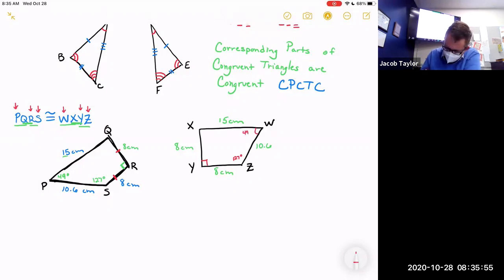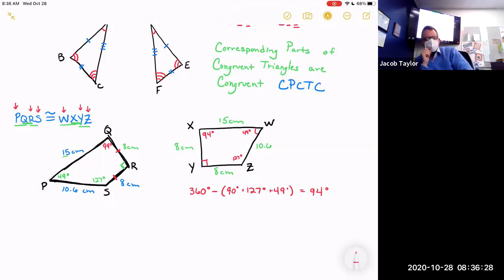How am I supposed to figure out that missing angle? A triangle has 180. A quadrilateral is 360. So I can do 360 minus the 90, the 127, and the 49. And Emily says the total is 94, and I believe her. So that means this one is also 94 degrees.